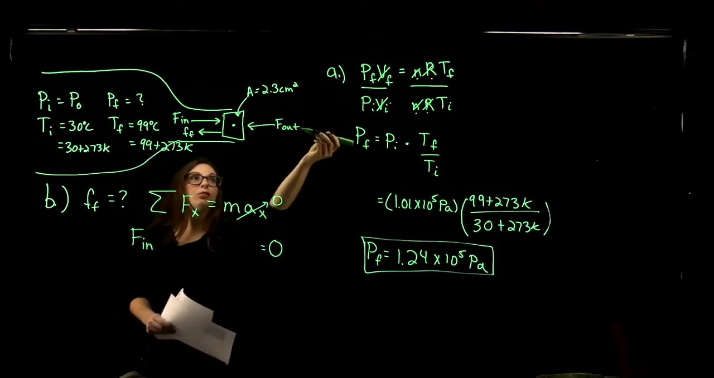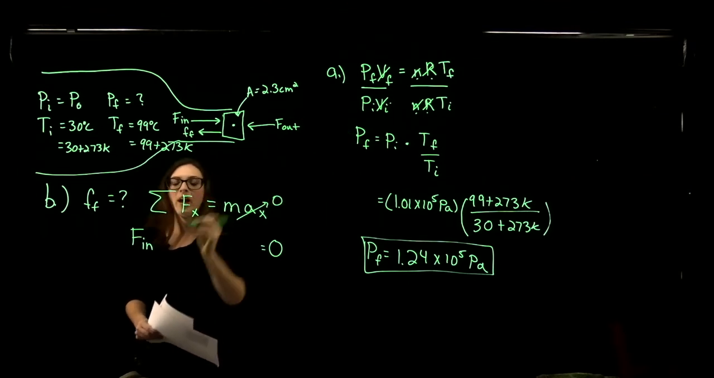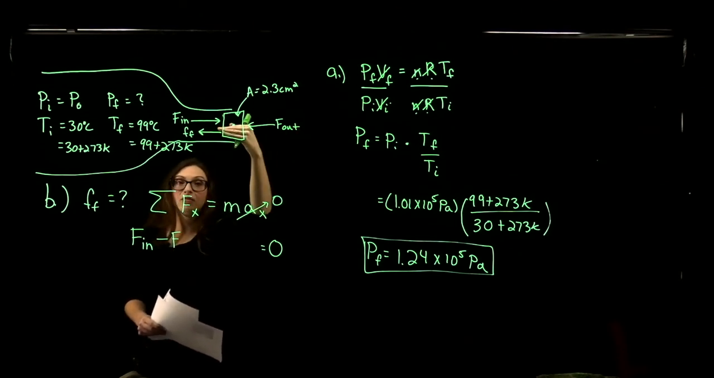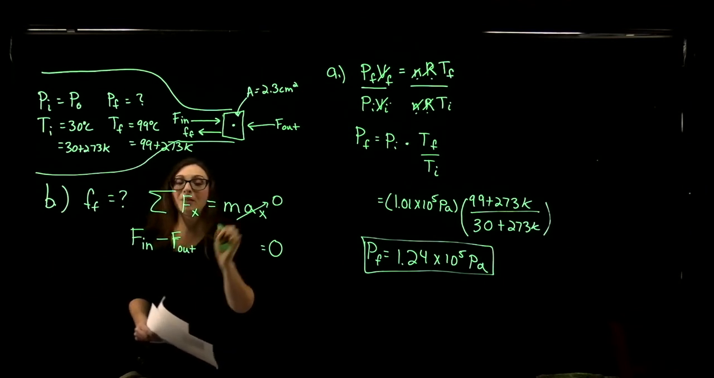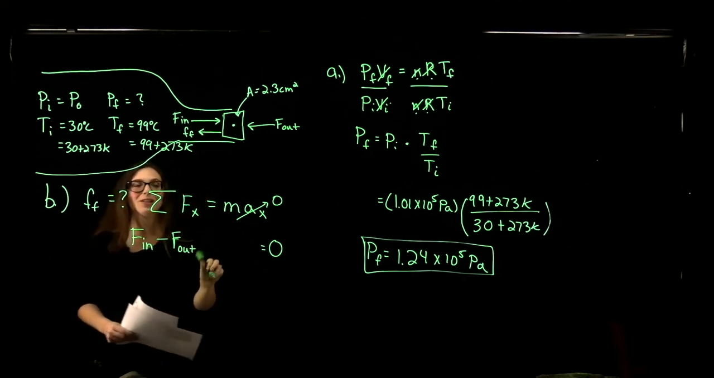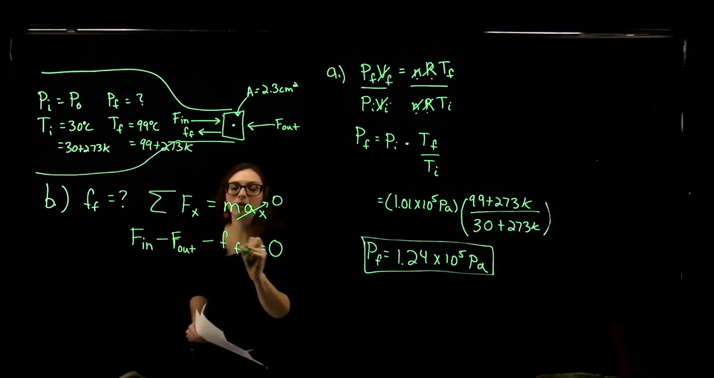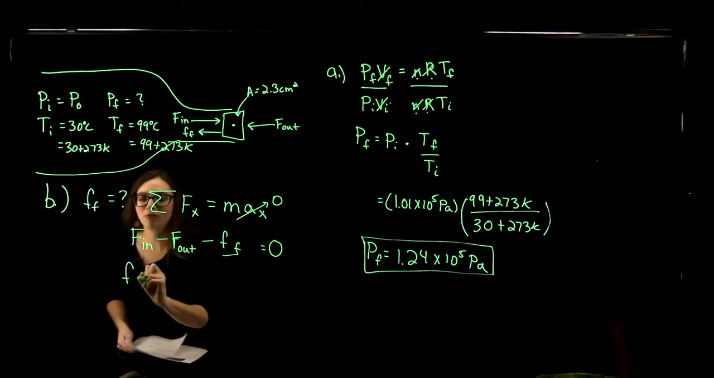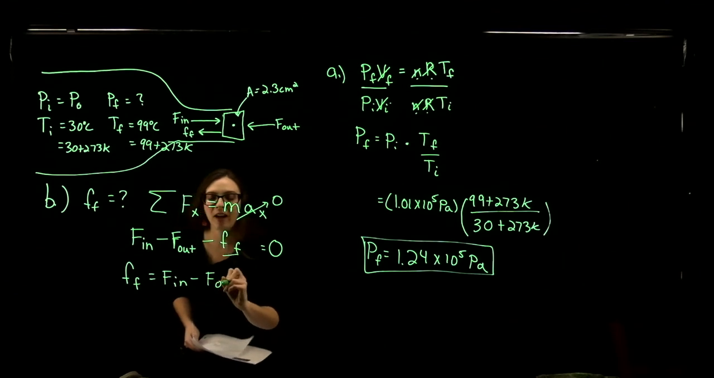And then we've got the force from the atmospheric pressure outside the bottle pushing this way. That's to the left, so that's a negative direction. So minus F out, because remember, these forces are still vectors. And then we have the friction force opposing our direction of motion. And we just want to solve for the friction force. So the friction force is going to equal F in minus F out.